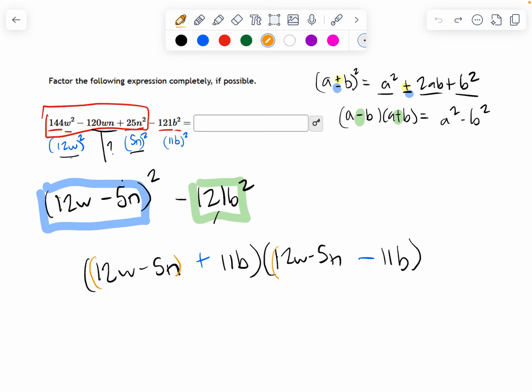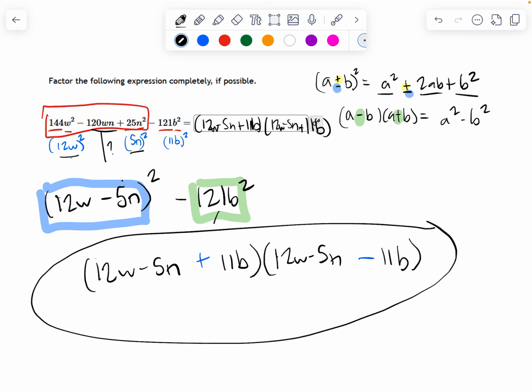Now, would I put in those orange parentheses? No. My true answer would actually, honestly, just be that. It'd be 12w minus 5n plus 11b and 12w minus 5n, whoops, keep forgetting my variables today, minus 11b. Essentially, this thing, I'm having a harder time writing it smaller.